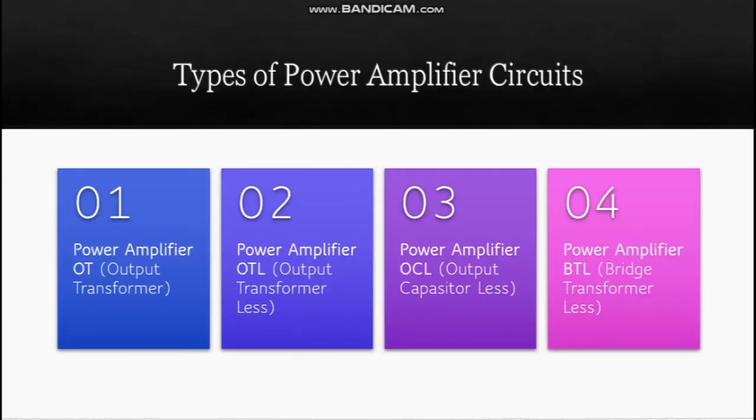Next is the types of power amplifier circuit. One is power amplifier OT, or output transformer. Second, power amplifier OTL, output transformerless. Third, power amplifier OCL, output capacitorless. And last, fourth, power amplifier BCL, bridge transformerless.